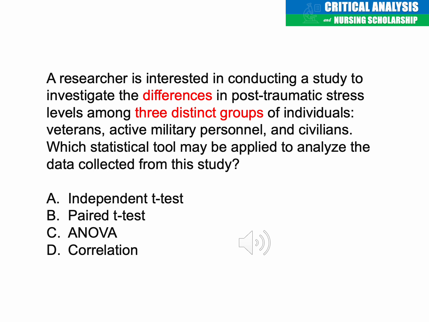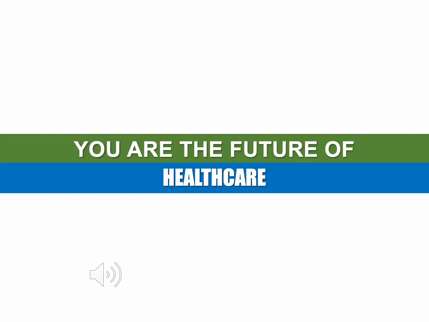The answer is ANOVA, because in here you are comparing more than two groups: the veterans, active military personnel, and civilians. And that's all for today.